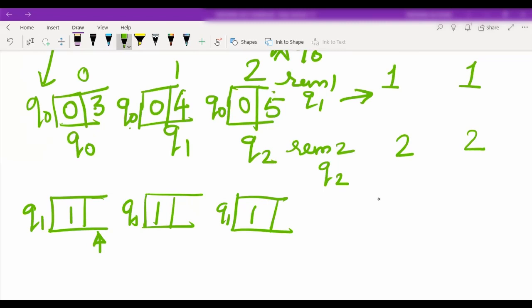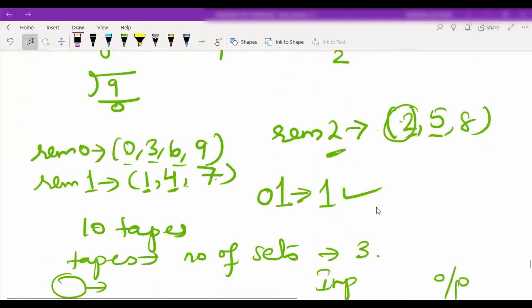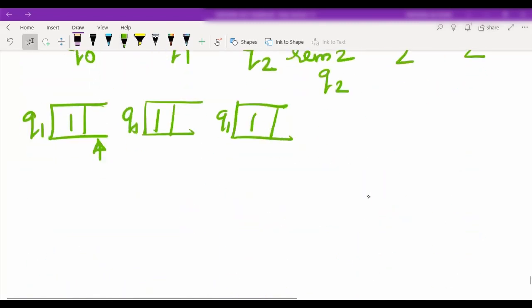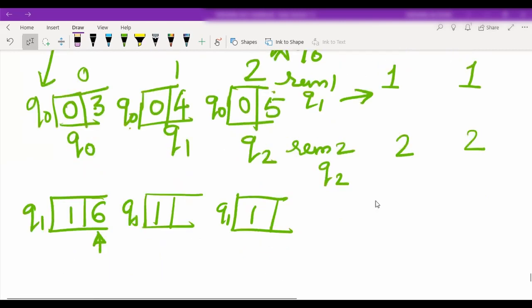The next bit can be any bit from your remainder 0 set. We have taken 3, we have taken 0. Now I can consider 6. Suppose we are having 1 6. Which number is this? This 1 6 represents number 16, which we had not considered, but we can find out the answer. Is this number divisible by 3? No, it is not divisible by 3, leaving the remainder 1. As this is leaving the remainder 1, the resultant state will be Q1.